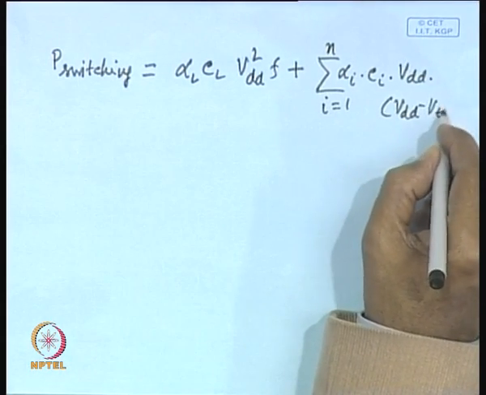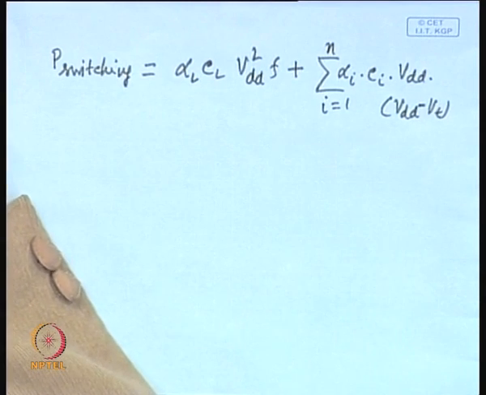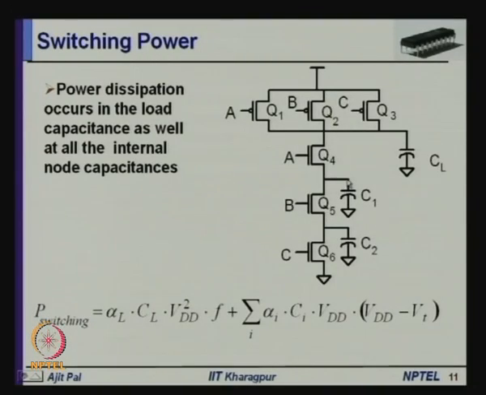VT, because we have already seen that in such situations, whenever you are charging and discharging this capacitor C1 and C2, it will not charge to VDD, but it will charge to VDD minus VT. That is the reason why you have used the expression VDD minus VT here. So, this is the switching power dissipation in a general CMOS circuit.